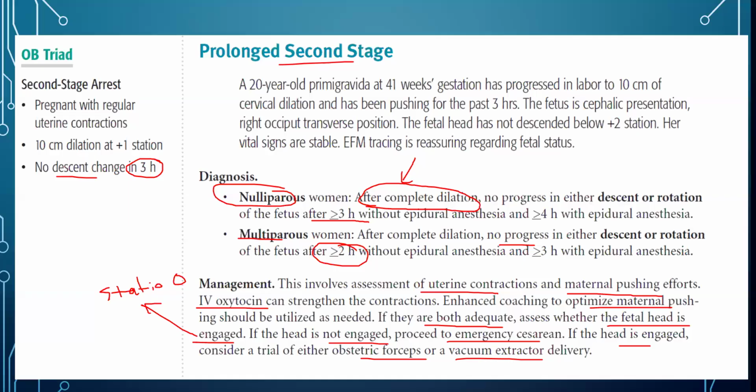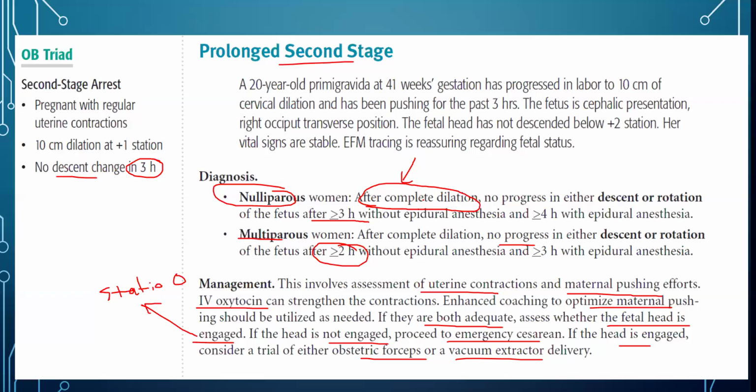So that's prolonged second stage of labor. You can think that after the patient had a complete dilation of the cervix, for a nulliparous patient, no descent after 3 hours. For multiparous, no descent after 2 hours. For that patient, first find out contraction and maternal pushing. If both are adequate, find out how is the head. If it is engaged, then you can do forceps or vacuum. If the head is not engaged, then emergency C-section.